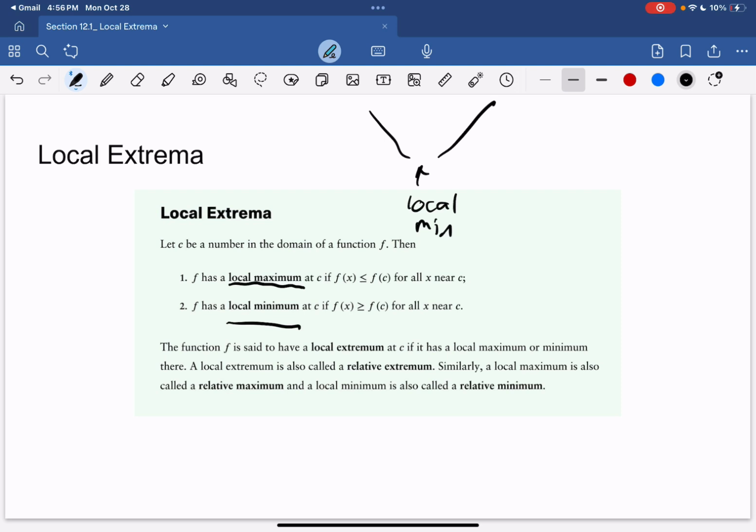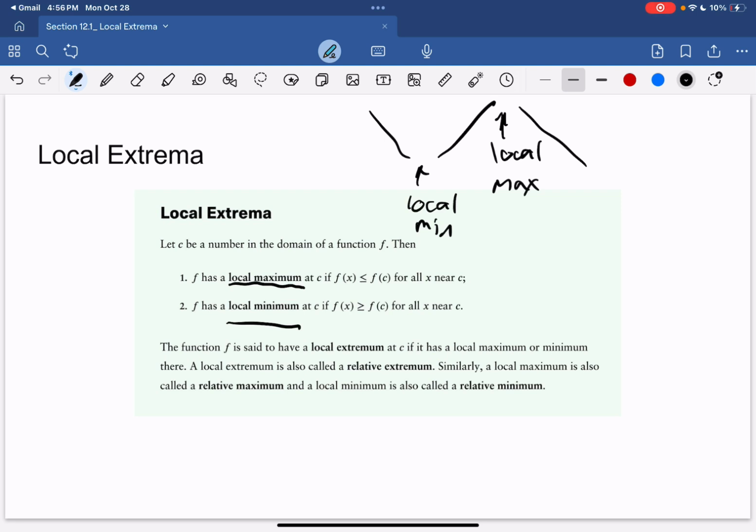Now, if I have a change that goes from a maximum to a, let me redraw that for you here. So if I have a change that goes from increasing to decreasing, then that is a local max. That's a peak. Okay. That's what I'm referring to when I say local extrema. Okay. So that's all we're going to look for.